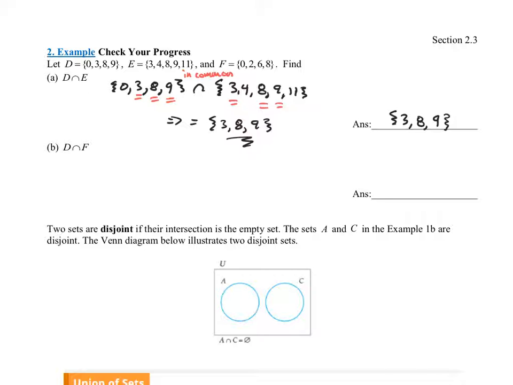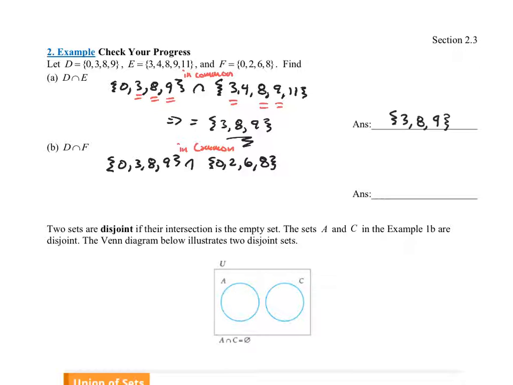Okay, let's move on to D intersect F. Again, first start by writing out the set 0, 3, 8, and 9. Intersected with F, which is 0, 2, 6, and 8. Yes, I do expect you to do this because you do need to write work. In particular, I'm looking for you to write in common. Okay, because I need you to show me you understand what the intersection is. It's the things they have in common.